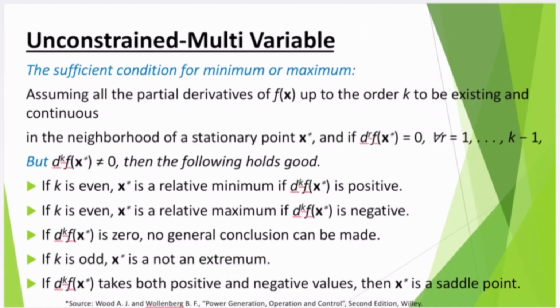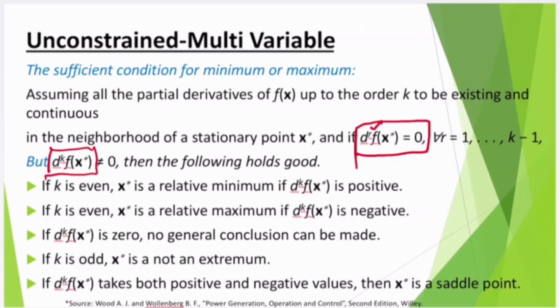Now it says that, assuming all the partial derivatives of f of x up to order k exist and are continuous in the neighborhood of a stationary point x, if d to the r of f of x equal to 0, but d to the k of f of x is not equal to 0. So this is my rth differentiation and this is my kth differentiation.